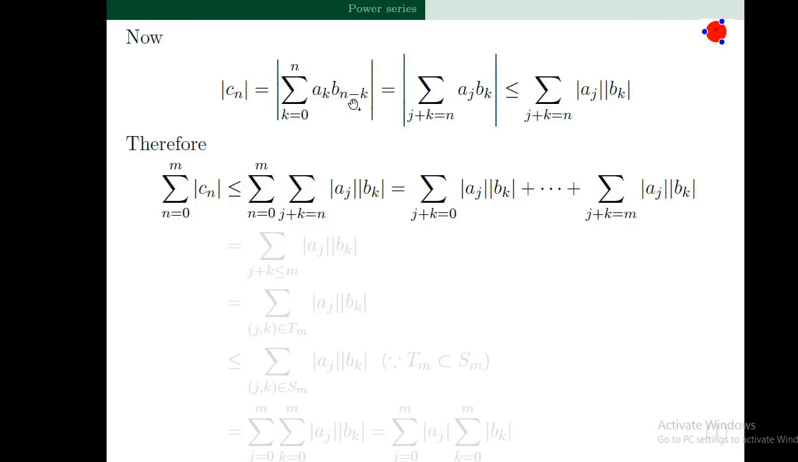And note that here the sum of the subscripts, that is k and n minus k, is always n. So this sum can be written as summation of aj bk such that j plus k is always n. That is, the sum of the subscripts is always n. So by the triangle inequality, this is less than or equal to summation of modulus of aj bk, where j plus k is always n.